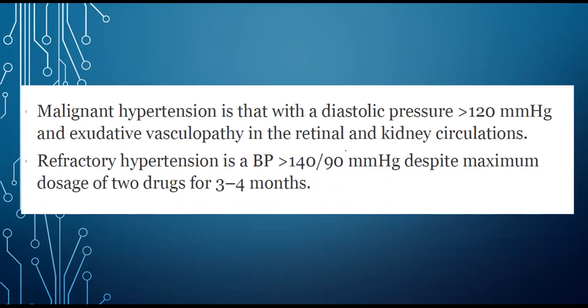Now, there are a couple of other diagnoses called malignant hypertension and refractory hypertension. Malignant hypertension is especially if a patient's diastolic BP becomes more than 120, and along with that, the patient has some kidney or eye disorder. And refractory hypertension means high blood pressure despite giving maximum dose of two drugs for 3 to 4 months. So you tried two maximum doses of antihypertensives for 3 months, still the patient's blood pressure is not going down. That is refractory hypertension, okay?